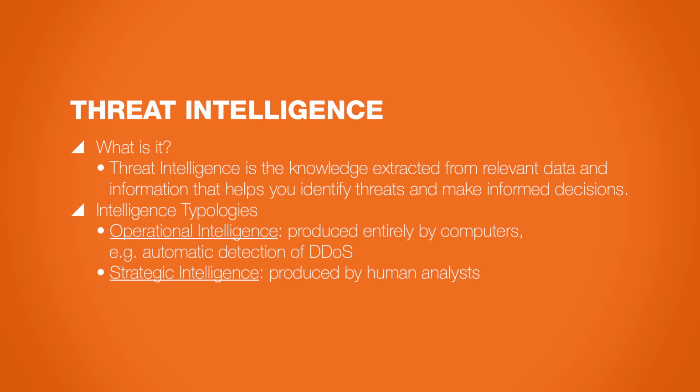Threat intelligence falls into two categories. Operational intelligence is produced by computers, whereas strategic intelligence is produced by human analysts. The two types of threat intelligence are heavily interdependent, and both rely on skilled and experienced human analysts to develop and maintain them. Operational intelligence is produced entirely by computers, from data identification and collection through to enrichment and analysis. A common example is automatic detection of distributed denial-of-service, DDoS, attacks, whereby a comparison between indicators of compromise and the network telemetry is used to identify attacks much more quickly than a human analyst could.